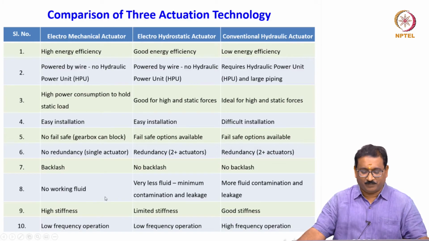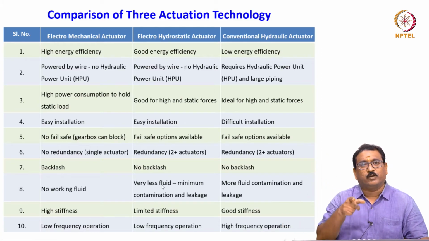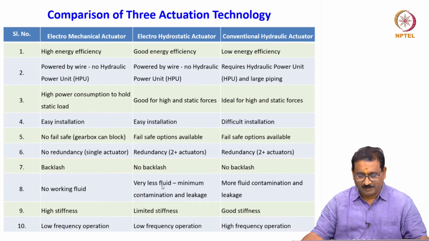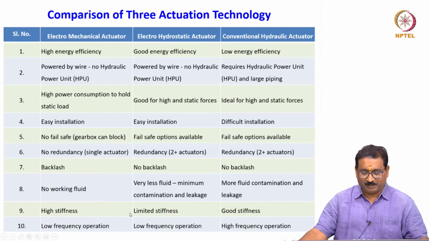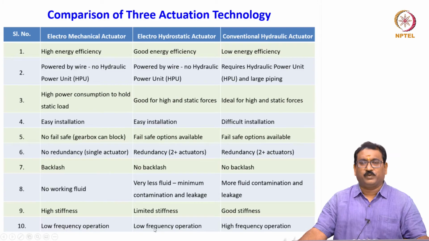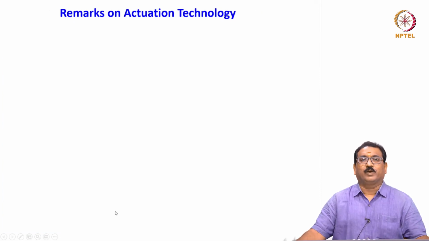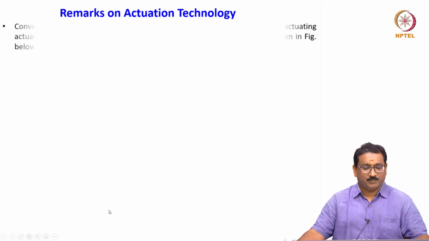No working fluid, here very less fluid because after doing the work again it will join the pump, it will recirculate. Here more fluid contamination and leakage. High stiffness, limited stiffness, good stiffness. Low frequency operation and high frequency operation. These are some of the comparison of three actuation technologies. Now quickly we will see remarks on EMA, EHA and conventional hydraulic actuations.